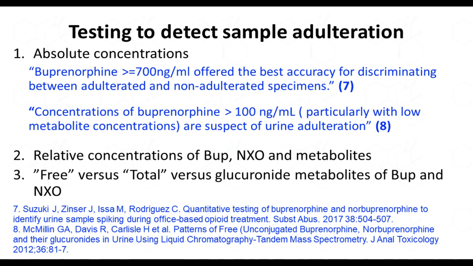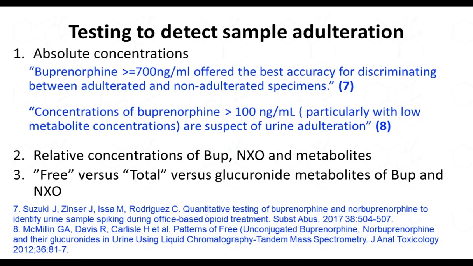So this would be that somebody, say, dips their buprenorphine naloxone film in the urine before handing the specimen over for testing. The second study is from Dr. Gwen McMillan and Dr. Stephanie Marin at ARUP Laboratories. They were testing free buprenorphine, so it's important to remember to distinguish free from total. And they found that a threshold of 100 nanograms per mil, particularly when there was low norbuprenorphine, was suspect of urine adulteration. So one also needs to look at the relative concentrations of buprenorphine to naloxone and metabolites. We'll look at that in a minute.